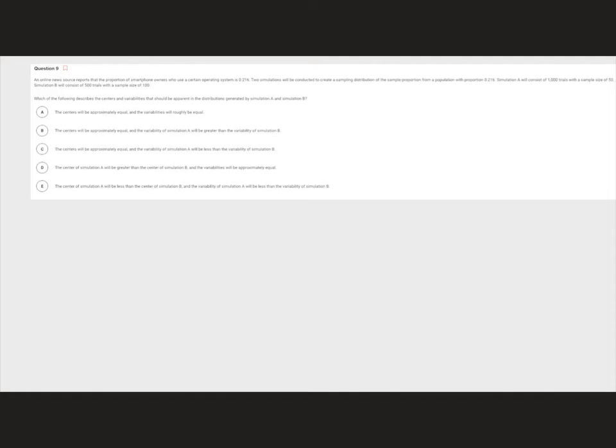Second one, an online news source reports that the proportion of smartphone owners who use a certain operating system is 0.216. Two simulations will be conducted to create a sampling distribution of the sample proportion from a population with a proportion 0.216. Simulation A has 1,000 trials, sample size of 50. Simulation B, 500 trials with a sample size of 100.